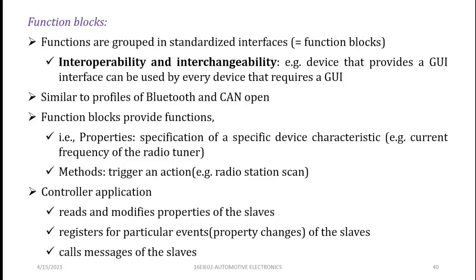Am I right? Here you can see the function block provides the various functions. Normally the properties, the specification of the specific device characteristics, that is, whether current, frequency of radio tuner, and it is going to tell what the methods are, that is radio station scanning. This is said to be the function block function. Okay, and what is the function of the controller application? It is going to read and modify the priorities of the slave, register for particular events, then call the methods of the slave.